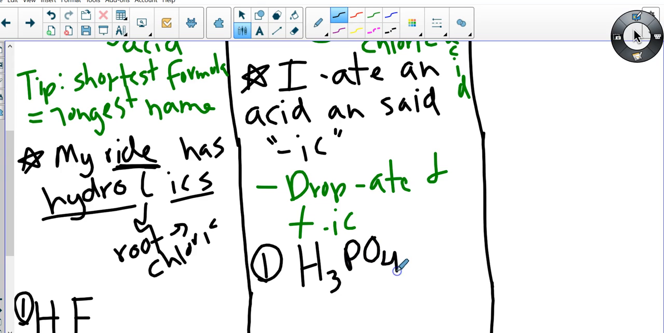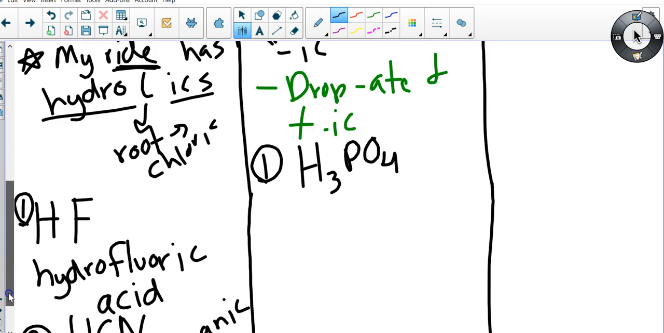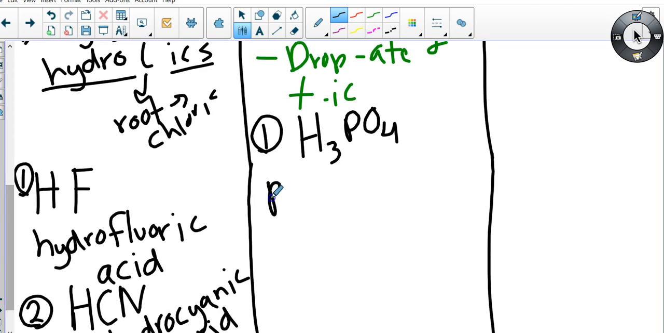H3PO4. Okay, I'm going to do this one with you. What is the polyatomic ion's name? Look on the back of the periodic table. It's phosphate. So it ends in ate, right? So this is going to be phosphoric acid. Listen to me. If it had been that, watch my hand, that's hydrophosphoric. If it's this, it's phosphoric. Longer formula, shorter name.